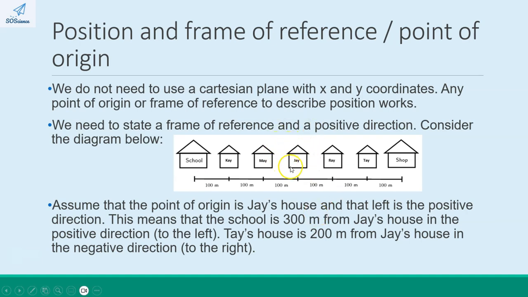Again, if Jay's house is the point of origin and to the left or towards the school is the positive direction, then Tay's house is 200 meters away from Jay's house to the right, which is the negative direction.